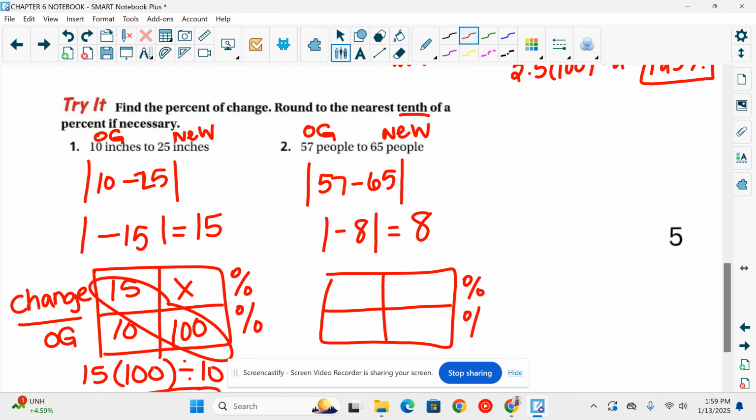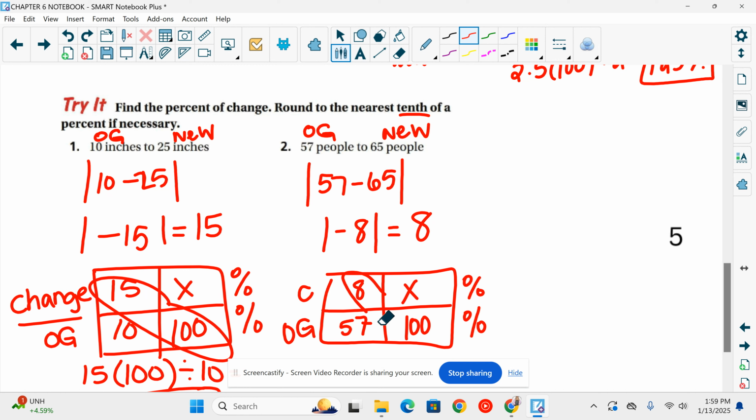Percent, 100. I'm going to put a C for change and then OG for original. What goes in the C box? What goes in the change? 8. That was the difference. And then your original was 57. So I was trying to find the percent.